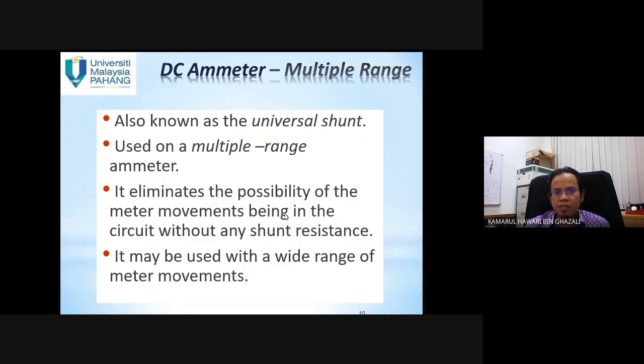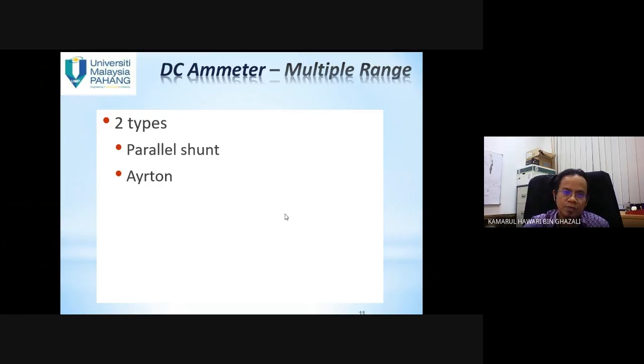So next is the DC ammeter multiple range, which is also known as the universal shunt used on a multiple range ammeter. It eliminates the possibility of the meter movement being in the circuit without any shunt resistance. It may be used with a wide range of meter movements. There are two types of multiple range DC ammeter: one is the parallel shunt, the second is the Ayrton type of DC ammeter.